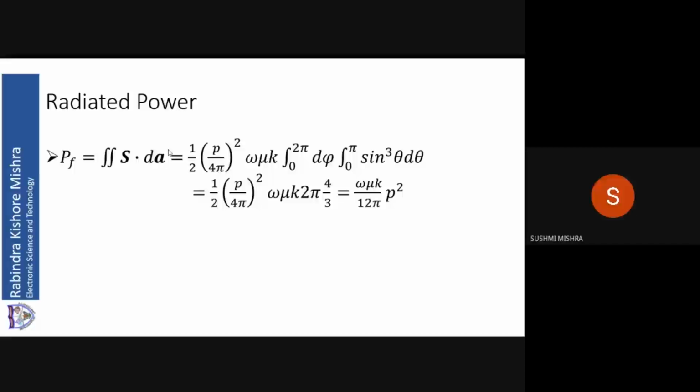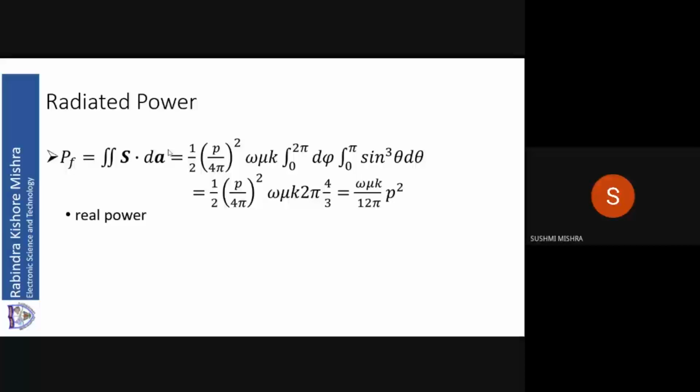So I have now quantified the power being radiated. This is the power which is distributed over the spherical surface, the whole surface. This is the power that is distributed. So this is the total radiated power.